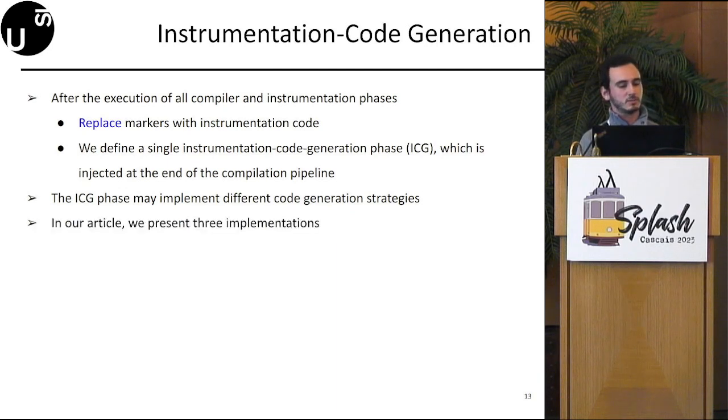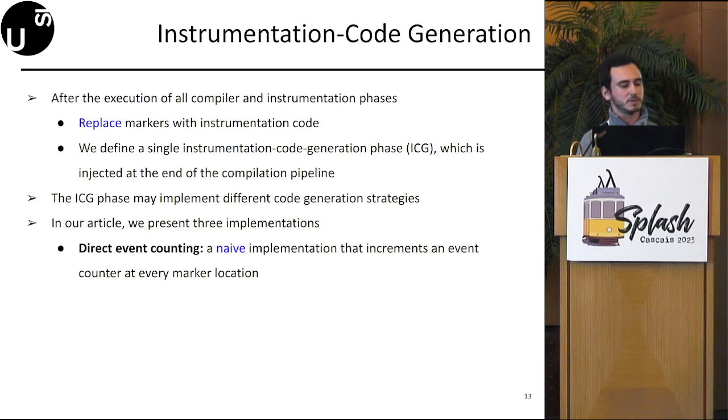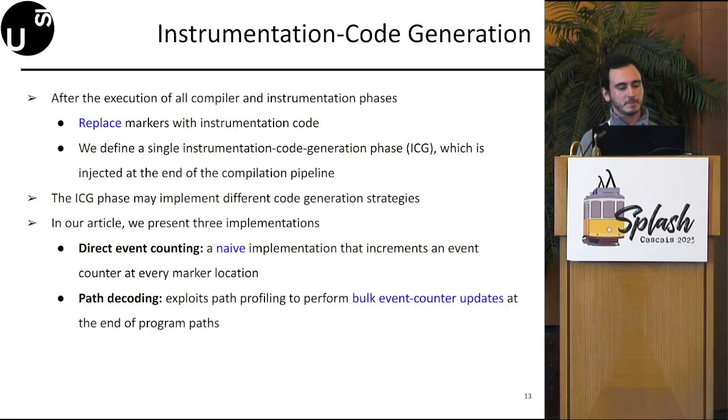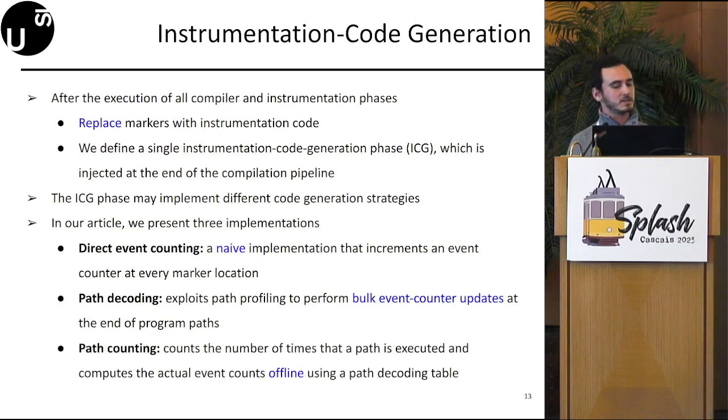In our article, we present three implementations, namely direct event counting, which is a naive implementation that increments an event counter at every marker location; path decoding, that exploits path profiling to perform bulk event counter updates at the end of program paths; and finally, path counting, that counts the number of times that a path is executed and computes the actual event counts offline using a path decoding table. In this presentation, due to a matter of time, we focus on path counting.